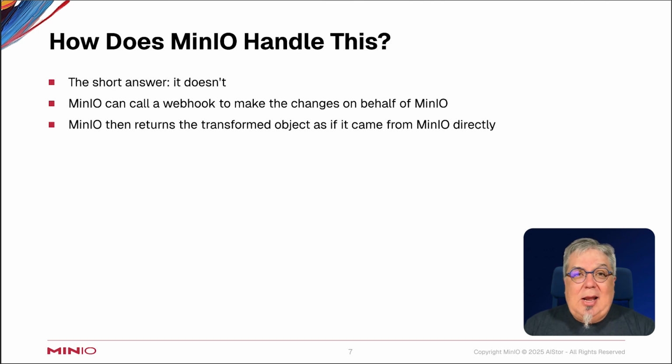So how is MinIO handling all this? Well, the short answer is it doesn't. That's not what MinIO is for. MinIO is going to store the object. MinIO can call a webhook to make the changes on behalf of MinIO, and then MinIO itself still returns the transformed object. So the client is not really going to know that you've requested this transformed object if you've coded up your client well enough. But the main thing here is that as far as the client is concerned, everything is going through MinIO.